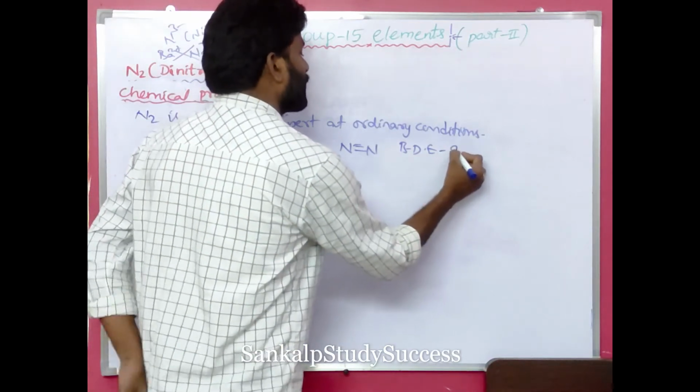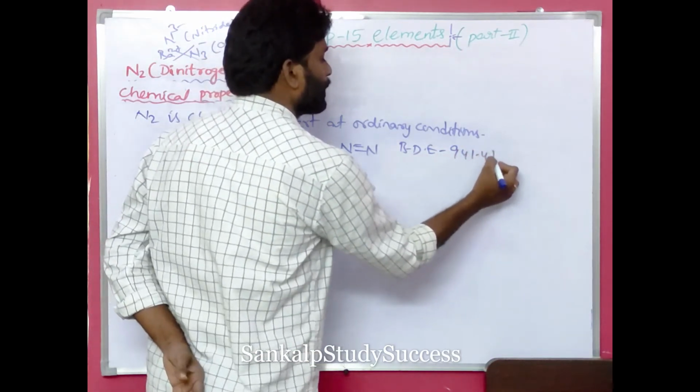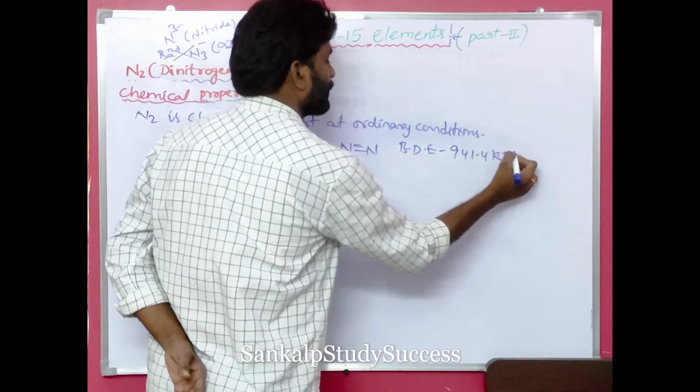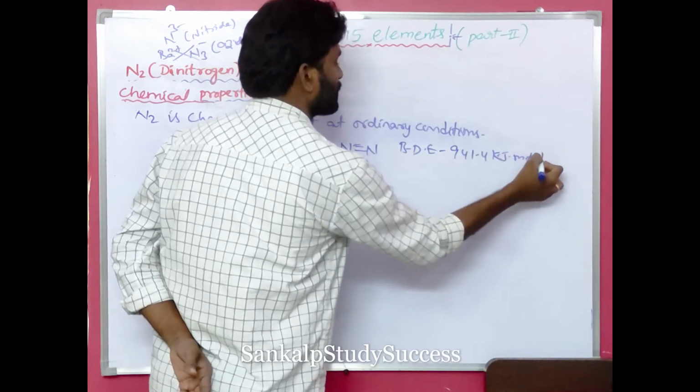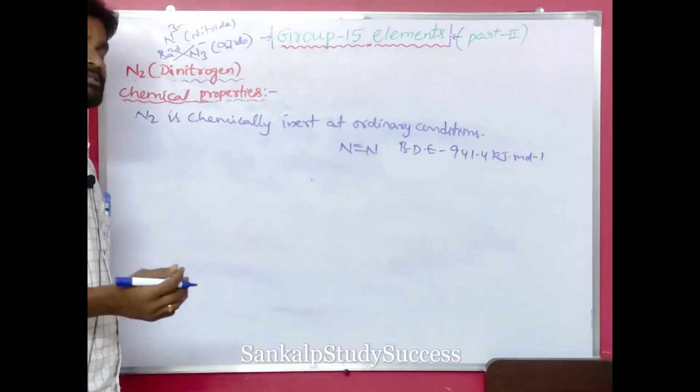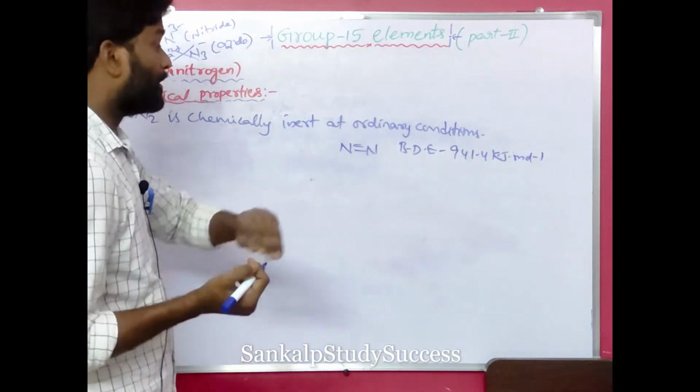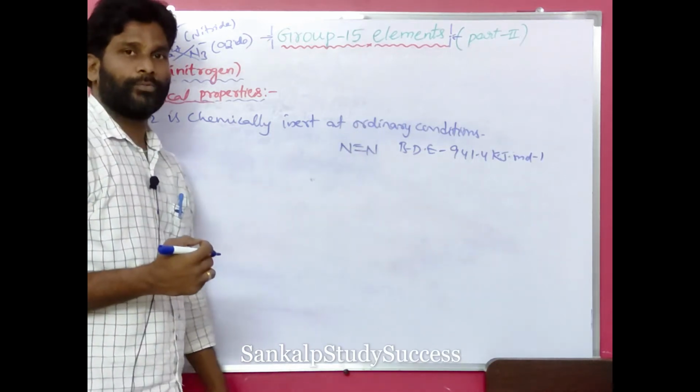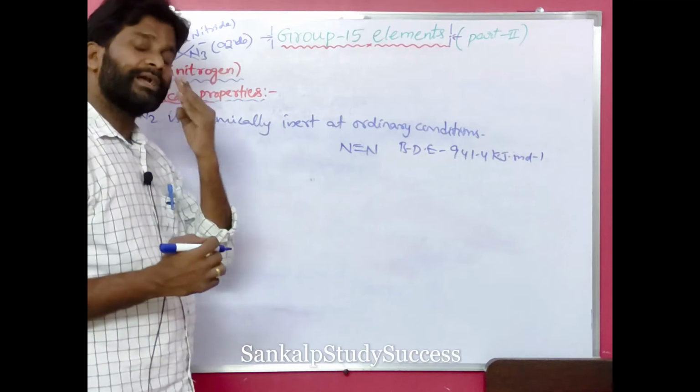How much? 941.4 kilojoule per mole. So its bond dissociation energy is very high, and its chemical reactivity is very less.